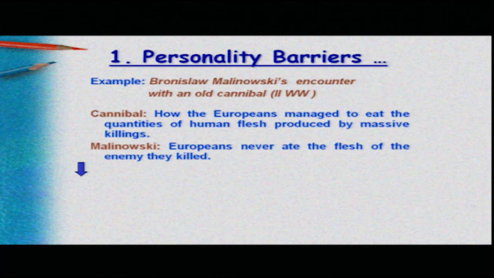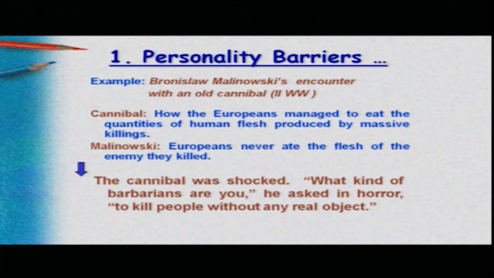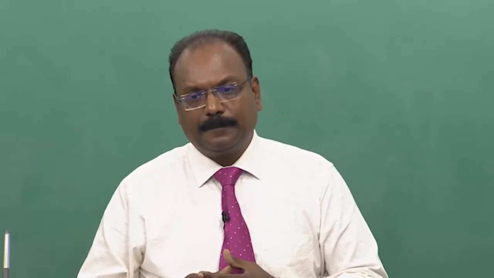He had a question. He asked him how the Europeans managed to eat the quantities of human flesh produced by massive killings. During the Second World War, they killed so many people and the bodies were lying there. He asked, how did they manage to eat all of them? Then Malinowski told him, Europeans never ate the flesh of the enemy they killed. This was very surprising to the cannibal, and he was rather shocked, and in his shock and surprise he asked him, what kind of barbarians are you? He asked in horror, to kill people without any real object.